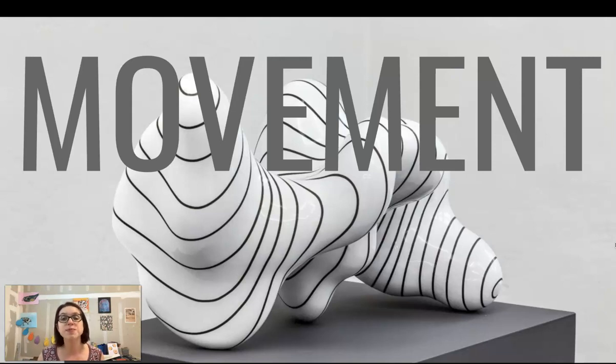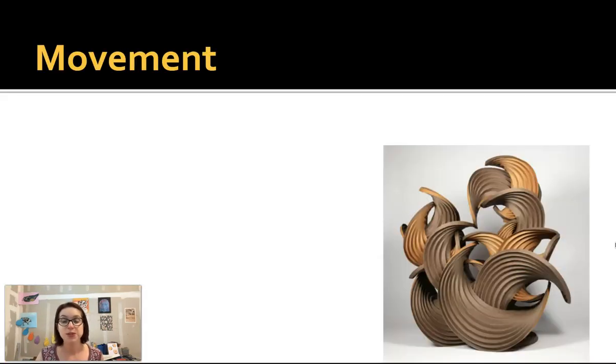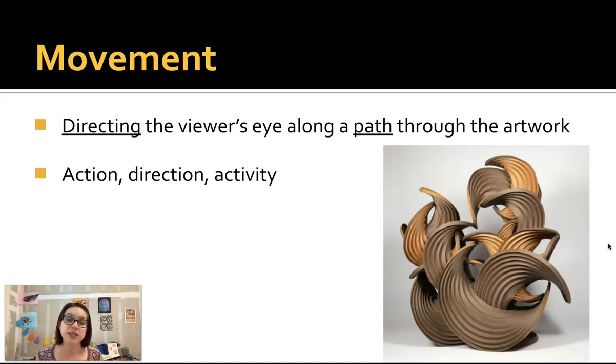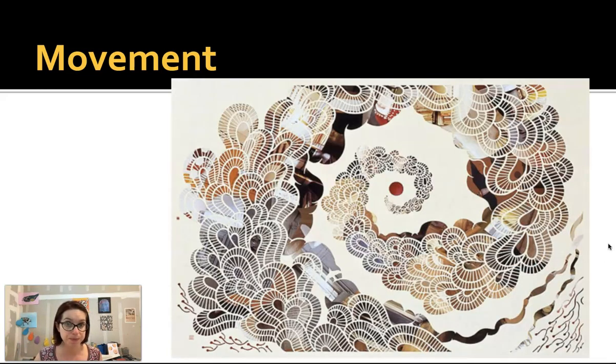Our next word is movement. So movement, again, we're talking about visual movement. This is when you're directing the viewer's eye along a path through the artwork. So your eye starts somewhere and it goes in a certain direction. Movement creates a sense of action, direction, activity, right? Things appear to be moving even though we know it's physically stable. Now in this example here, movement is happening.